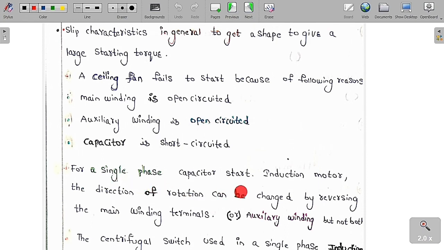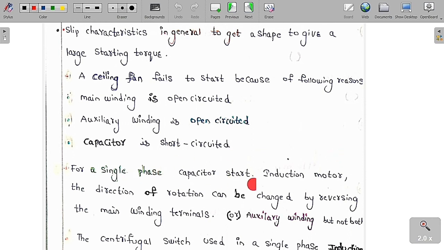In a single phase capacitor start induction motor, the direction of rotation can be changed by reversing the main winding terminals or the auxiliary winding terminals, but not both. If you want to change the rotation of the rotor of a single phase induction motor, you have to interchange the terminals of the main winding or the terminals of the auxiliary winding. You have to change any one, not both. If you change both, it will again rotate in the same direction because the starting torque is directly proportional to IM into IA into sine alpha. If both are negative, negative into negative is again positive. That is the reason you have to interchange only one set of terminals.